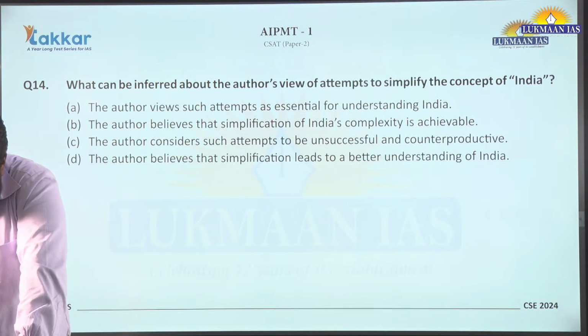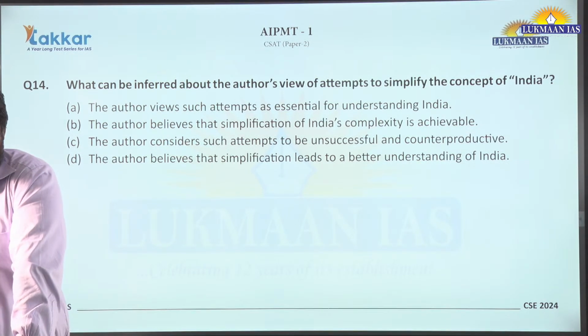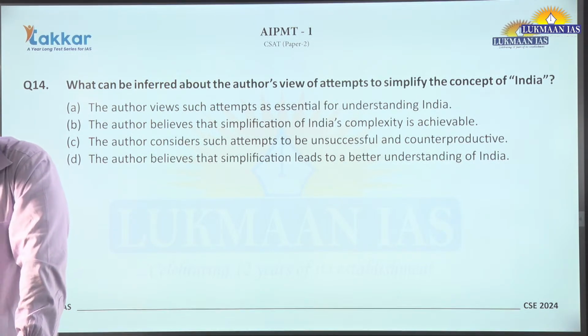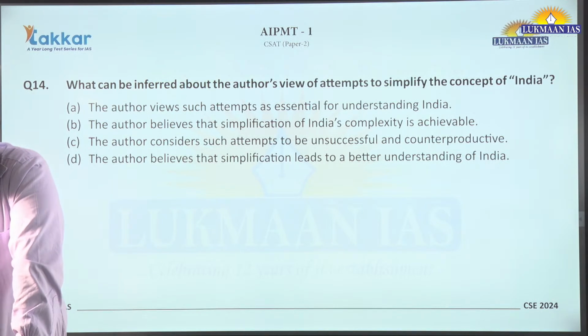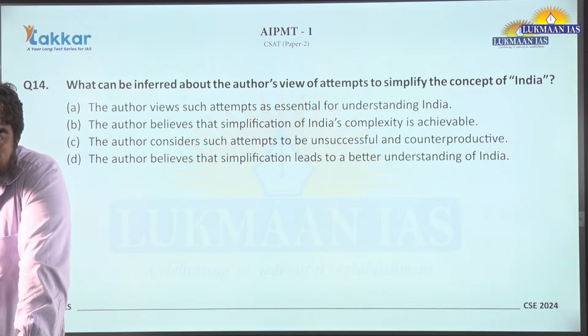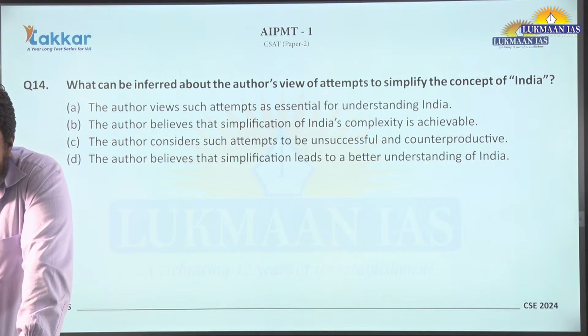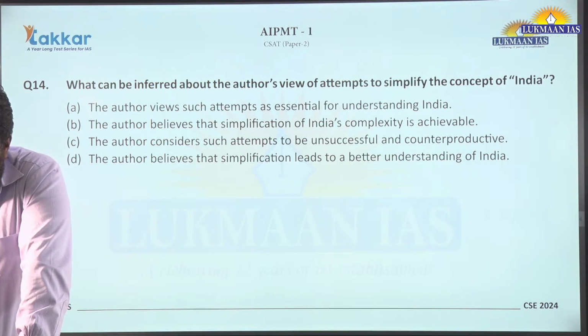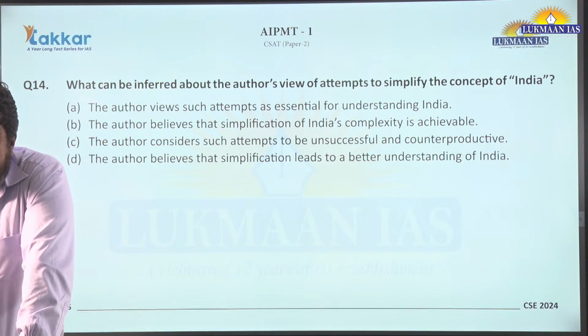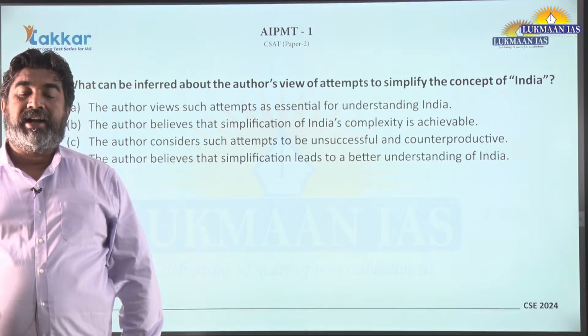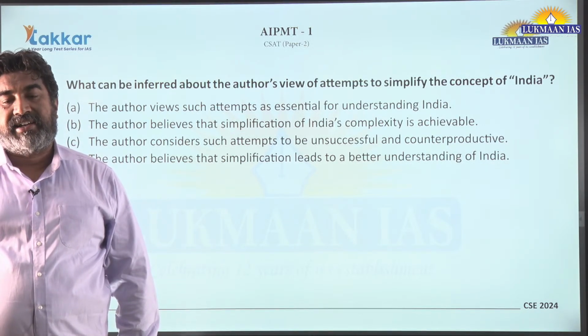B. The author believes that simplification of India's complexity is achievable. What do you think? What does common sense say? The author mentions that attempts at simplification will result in realizing that the opposite perspective is also valid. C. The author considers such attempts to be unsuccessful and counterproductive. This aligns with the author's viewpoint as mentioned in the passage. Every attempt at reducing it to a single track is likely to end in a frustrating realization.